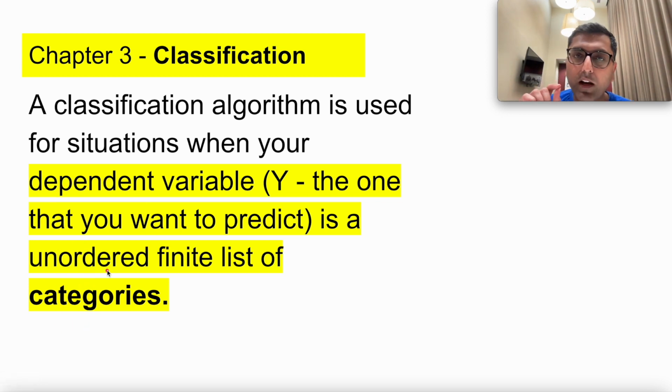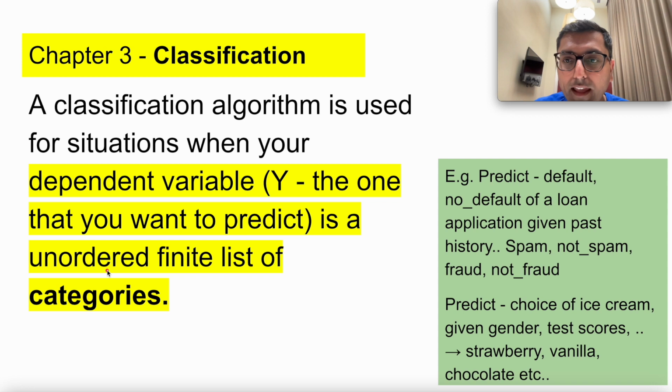So if we understand this one line, then I think we'll understand when we should use classification in the right way. When your dependent variable y, the variable that you're trying to predict, is a fixed, unordered, finite list of categories, then you use a classification algorithm. I've given various examples here: spam, not spam, fraud, not fraud. If you want to predict what ice cream flavor a person likes based on various characteristics, and there are a fixed set of flavors, those are examples. So that's classification in a nutshell.